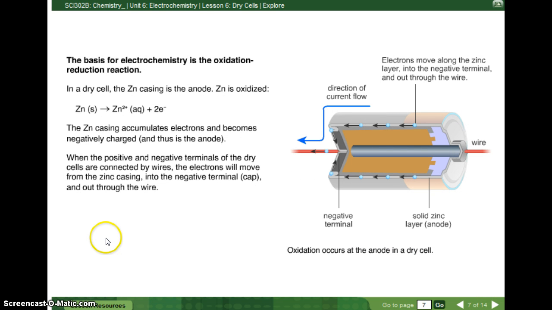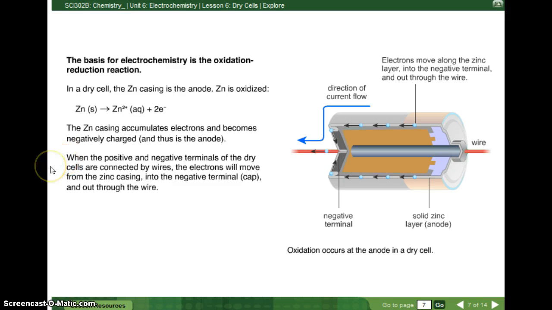All right, the basis for electrochemistry is the oxidation-reduction reaction. In a dry cell, the zinc casing is the anode. Zinc is oxidized. So we have solid zinc yields zinc +2 electrons. We know it was oxidized because the charge went up from a 0 to a +2. And now the zinc is aqueous. The zinc casing accumulates electrons and becomes negatively charged, and thus is the anode.